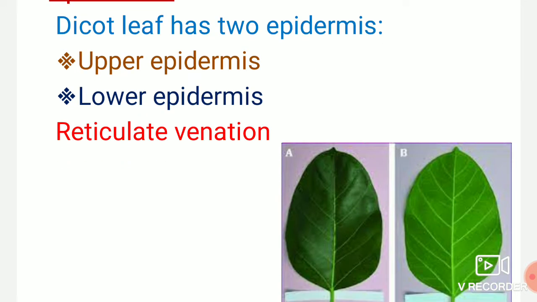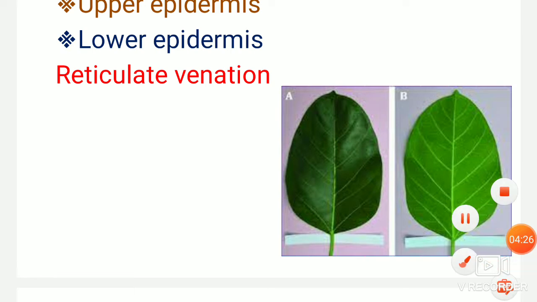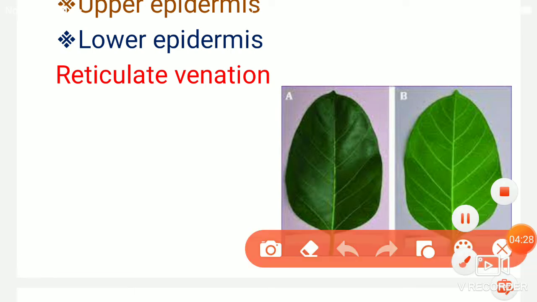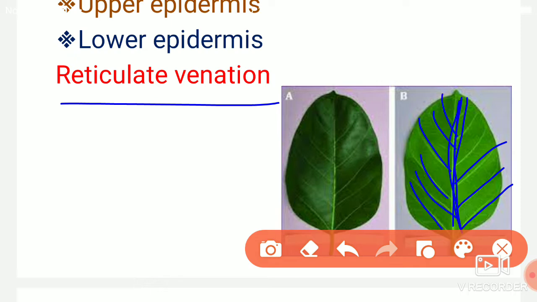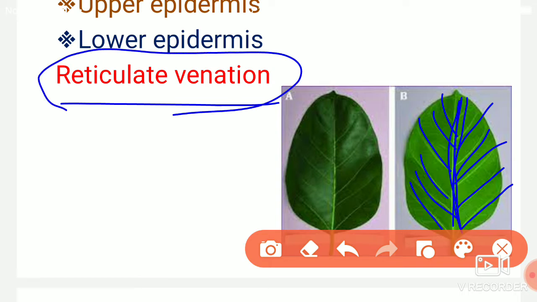So here, what type of venation is present in the dicot leaf? You can see here reticulate venation. As I already explained, reticulate venation means there is a main vein, and the main vein is divided into veinlets. This type of arrangement of veins and veinlets in the leaf is called reticulate venation.